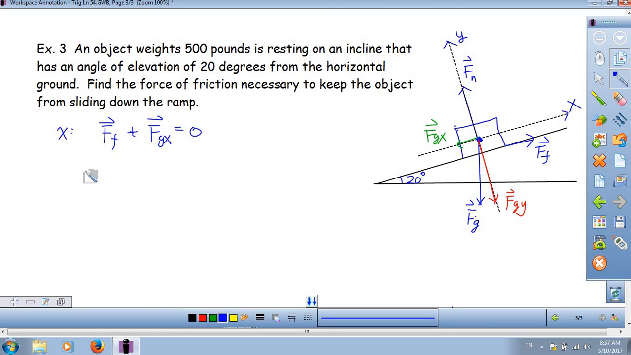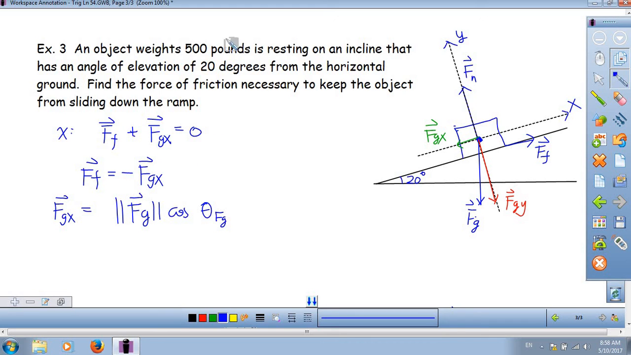Because we want to find out what F_f is, it should be the opposite of F_gx. So the key now is, what is F_gx? What is the component here? It is the x component of F_g. So basically, we need to find the magnitude F_g times the cosine of the angle of F_g, the gravity.